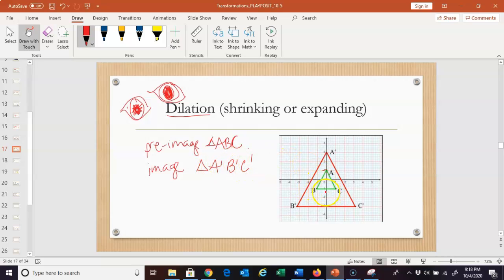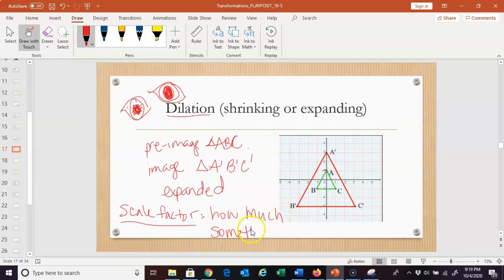So how did the green triangle change? It got bigger, right? It expanded. By how much? And we're going to talk about that. That factor is called a scale factor. That's another word I want you guys to add to this slide. And that is how much something shrinks or expands. So we get to put a value to it, which is nice because that's going to help us perform the transformation.